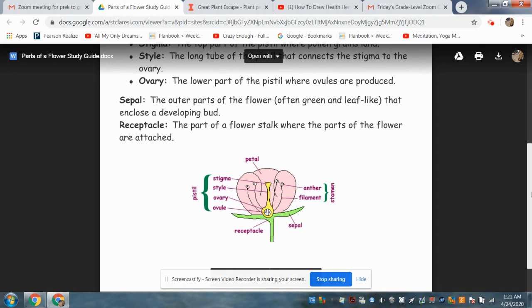And here's a diagram of a flower. So the colorful part is the petal. We have the anther, the filament, that's part of the stamen. Then we have the sepal, that's the protective part on the bottom, the receptacle, and the pistil is composed of the stigma, the style, the ovary, and the ovule.